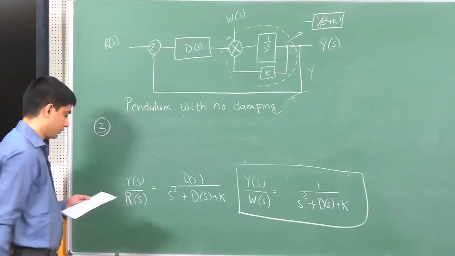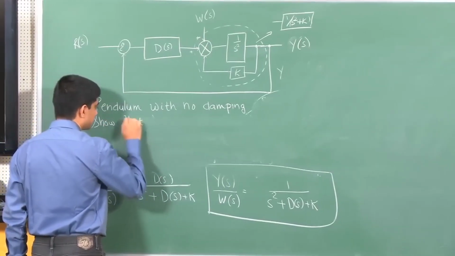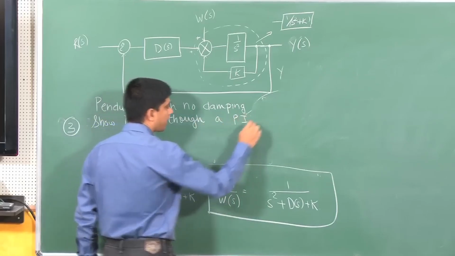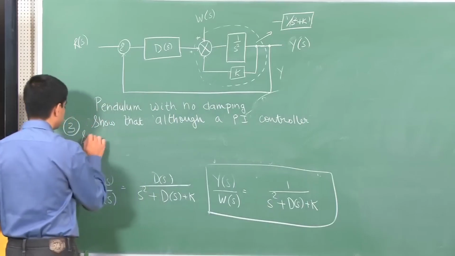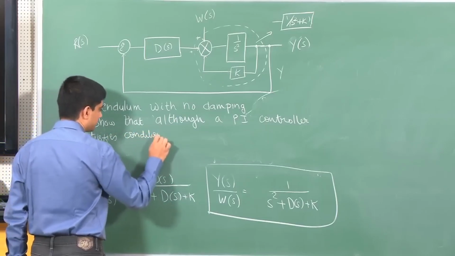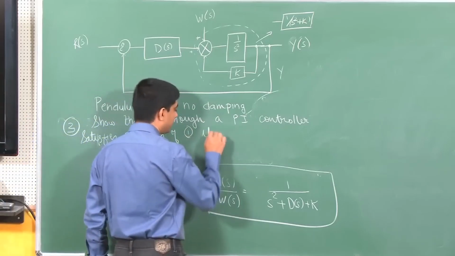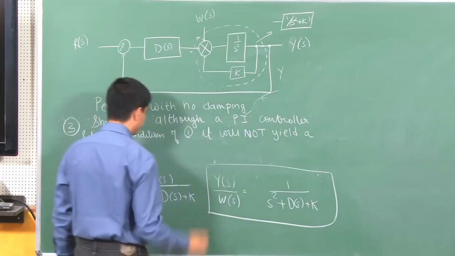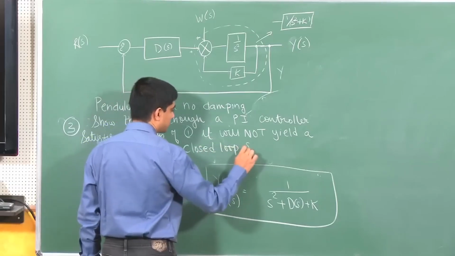Right. Okay, so in the third part, show that although a PI controller satisfies conditions of part 1 of the problem, it will not yield a stable closed loop system.